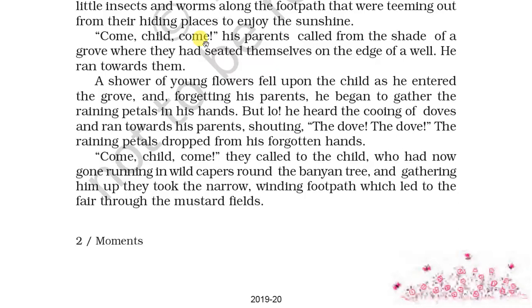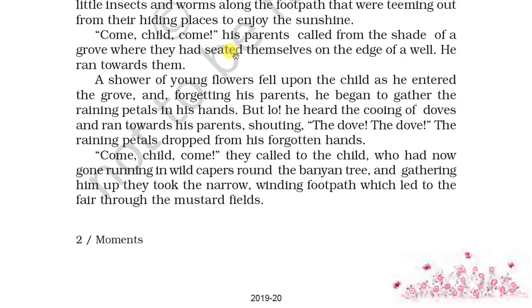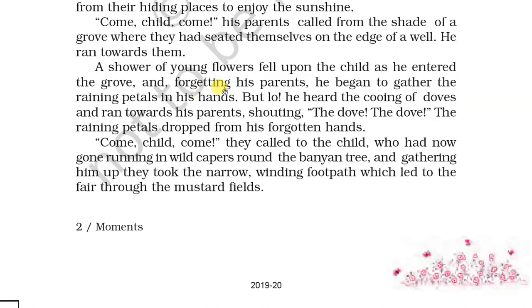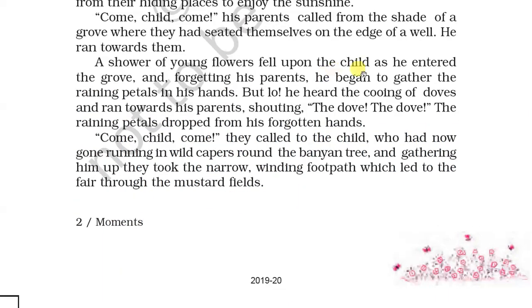"Come child, come." Again his parents called from the shade of a grove. A grove means a cluster of trees, where they had seated themselves on the edge of a wall. He ran towards them. A shower of young flowers fell upon the child as he entered the grove, and forgetting his parents, he began to gather the raining petals in his hands. When he entered below the grove, the movement of the tree made the flower petals fall upon the child, and he forgot about his parents and began collecting the raining, meaning falling, petals in his hands.